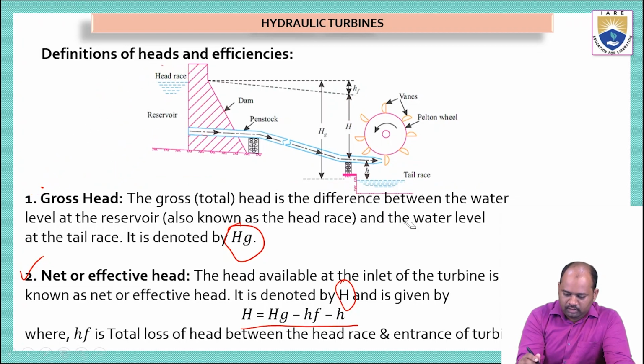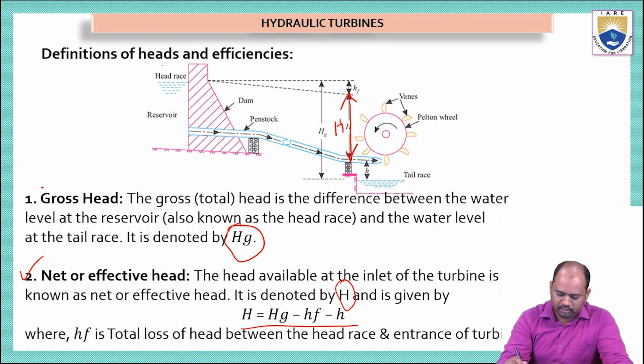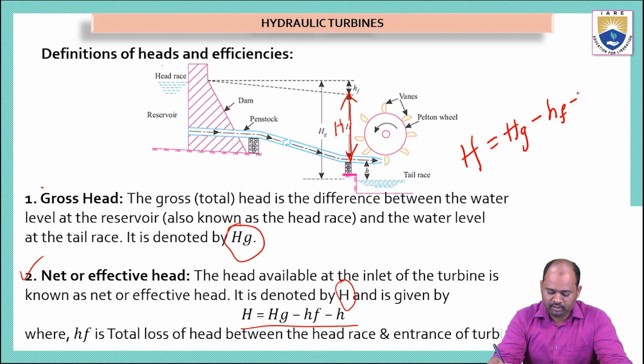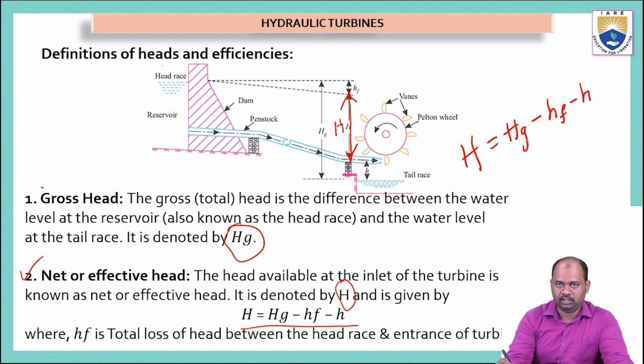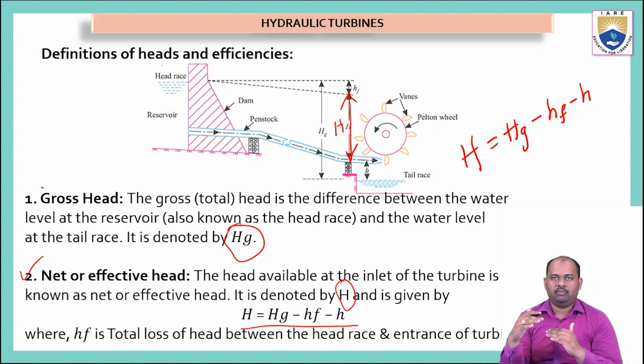I'll redraw this. The height between the head race and the water level in the nozzle is called H. It is called as net effective head, and it can be calculated with this formula where H is equal to Hg, which is gross head, minus Hf. Hf is nothing but head loss due to friction, and H is nothing but head. We'll try to understand all these things in the coming slides. So, net or effective head is the head between the water level touching the turbine and the water level present behind the dam, that is head race.